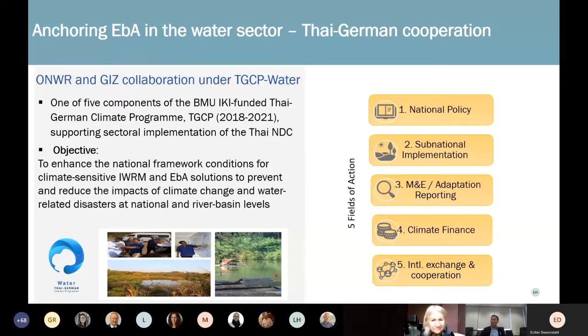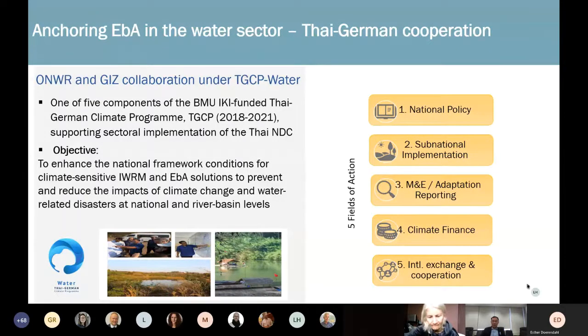For subnational implementation, we work in pilot basins to develop examples of water-sensitive river basin master plans, which I will talk about later in the key activities. In the field of Action 3, we look into developing an M&E framework to assess the benefits of EbA measures. More evidence on the benefit of EbA will help to make informed decisions on the best solution for local water management measures and ultimately upscale EbA solutions.